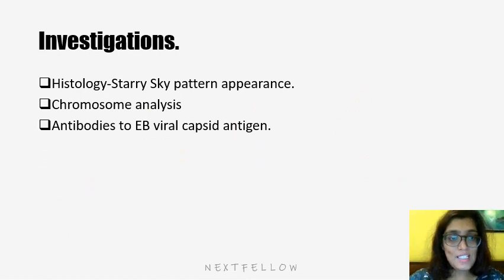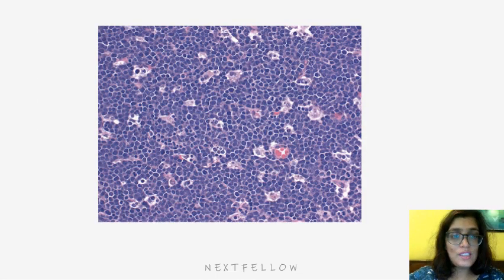So coming to the investigations, histology, very important MCQ, will give you a starry sky pattern appearance. Chromosomal analysis can be done. Antibodies to Epstein-Barr virus capsid antigen are positive in some of the cases. So this is a histological picture for Burkitt's lymphoma showing the starry sky appearance.